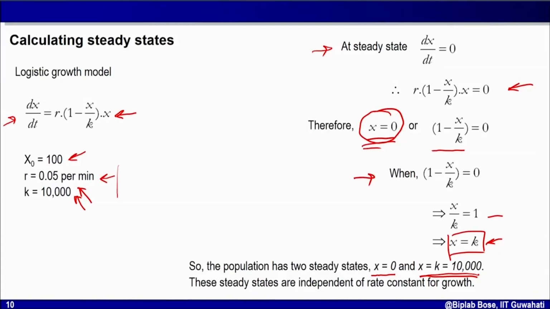So if you have already reached the carrying capacity, there will be no further growth, so it will remain at steady state. So this system has two steady states, and using simple algebraic separation, we can find the values of x for which we have the steady states. Now notice one interesting thing. For both the steady states, there is no role of the rate constant for growth, that is r. So the steady states are independent of the rate constant for growth. They only depend upon the carrying capacity.